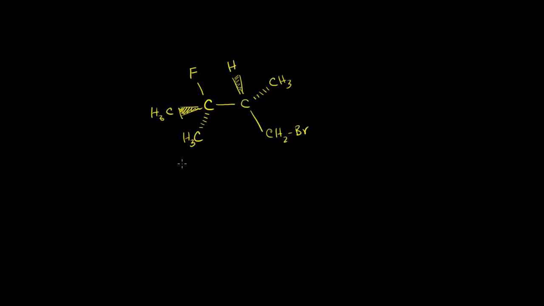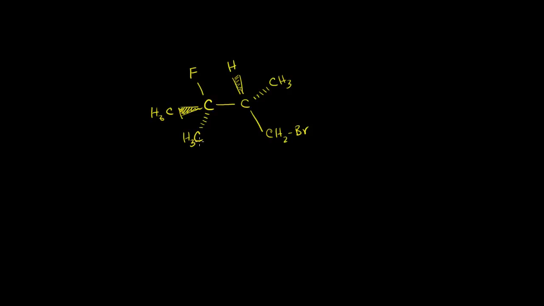Let's see if we can name this molecule using the RS system, sometimes called the Cahn-Ingold-Prelog system. The first thing to do is just to see if there are any chiral centers in this molecule. If there aren't, then we don't even have to use the RS system. We could just use our standard nomenclature rules and we'd be done.